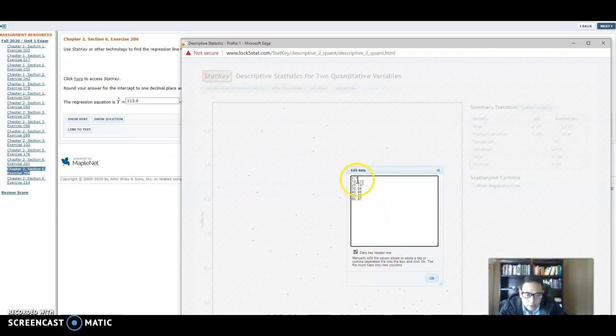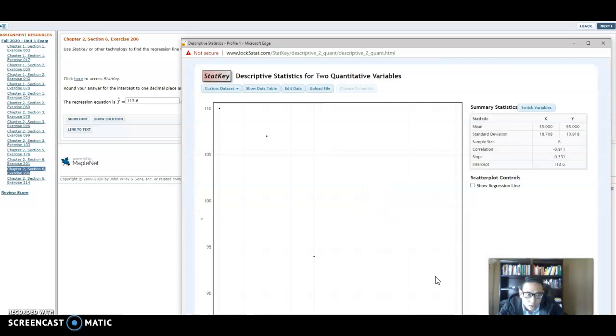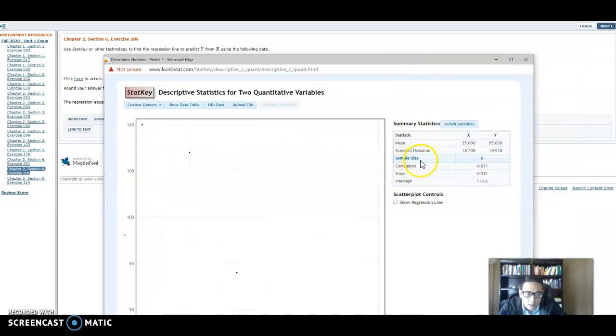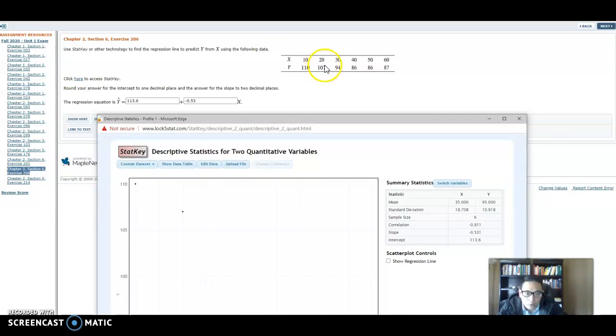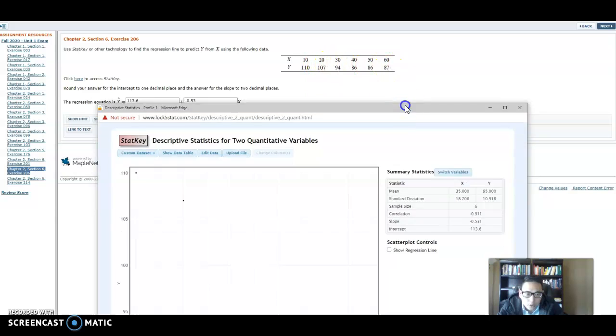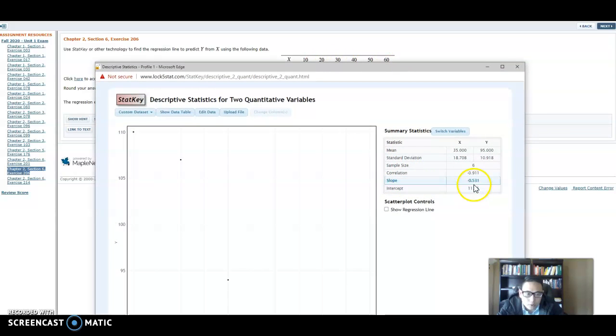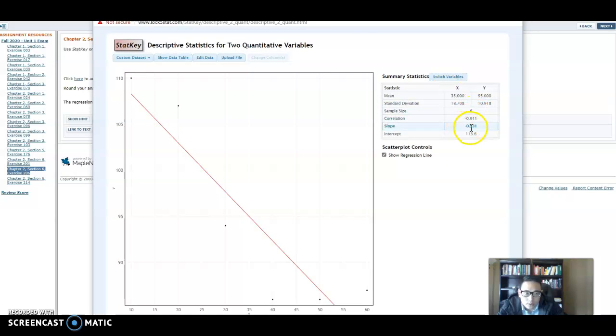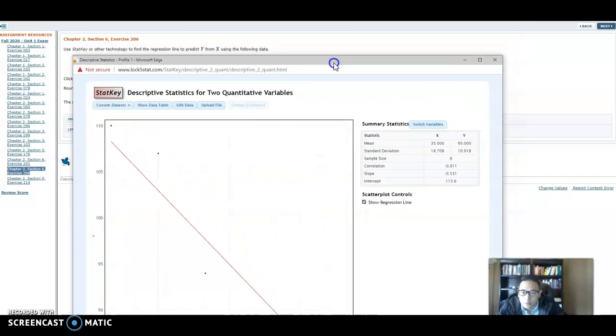Then once you type in all the data, you tell the stat key that you have a header, your header is x and y. So then you click OK, and then you can see that the sample size is 6 data points: 1, 2, 3, 4, 5, 6. It has a slope which is negative 0.531. Y-intercept is 113.6. You can put a regression line which is negative because the slope is negative. So you're expecting a decreasing trend for this one.